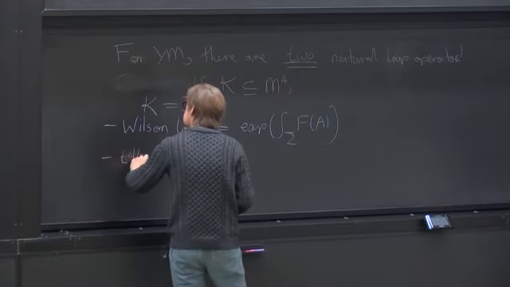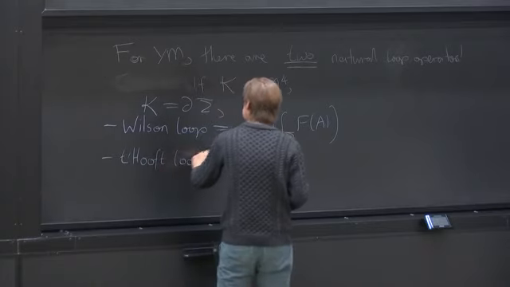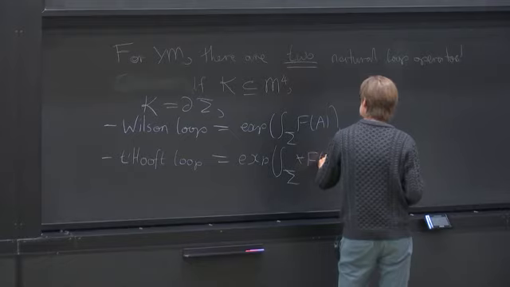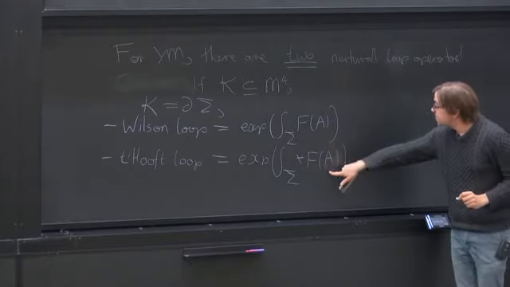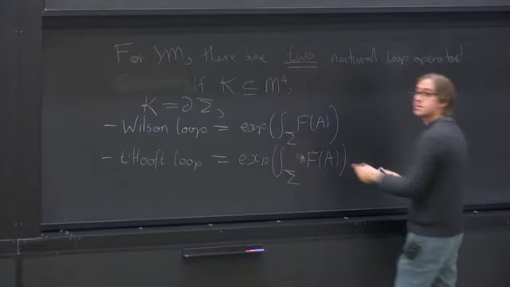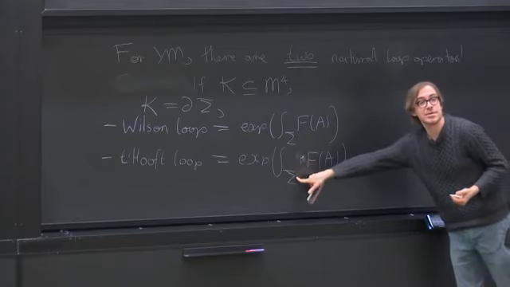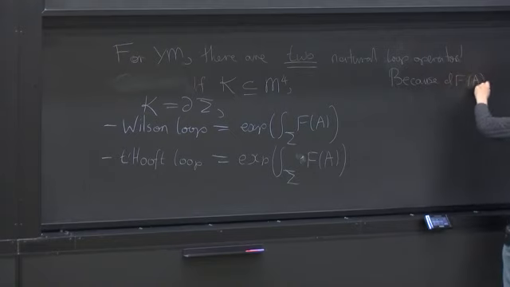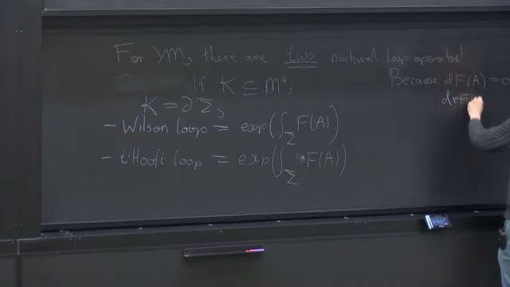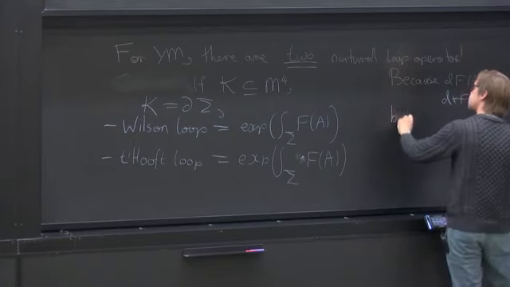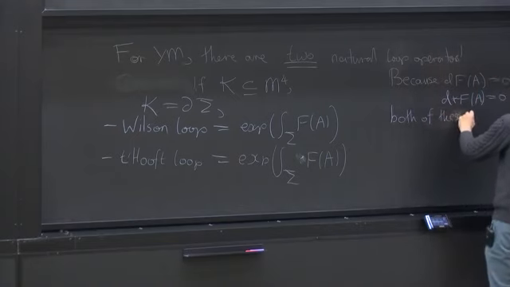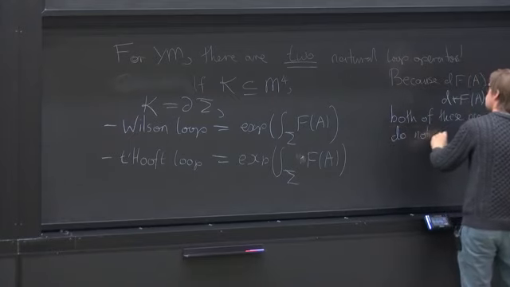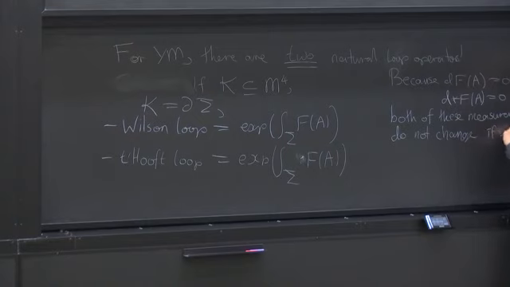And the 't Hooft loop. Okay, so the nice fact about Yang-Mills theory is because the curvature and its Hodge star are both closed, each of these guys doesn't change if I vary the surface. So if I vary sigma, we have the same argument we just explained.